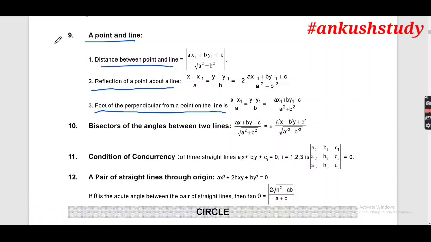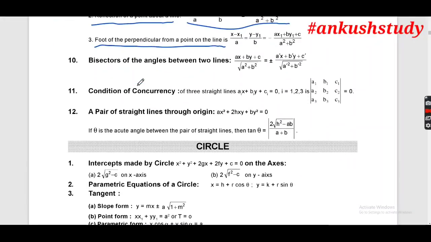Okay, so this was the formula of the point and line. So please do prepare it. All the formulas are important, and it will definitely come as one of the two sums or one sum in your exam. And this is the bisectors of angles between two lines.